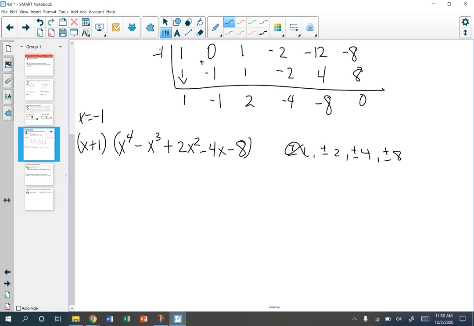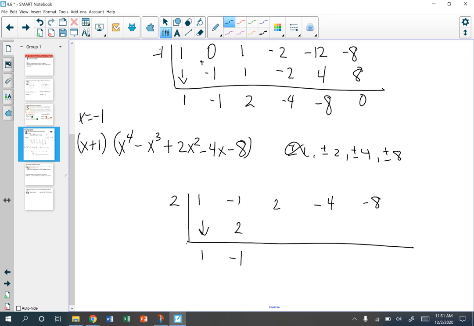So I'm going to move on to 2 and go ahead and try that. So my coefficients are 1, -1, 2, -4, and -8. I'm going to bring down my 1. 1 times 2 is 2. Oh, I'm sorry, that should be +1. 1 times 2 again is 2, gives me 4. 4 times 2 gives me 8. 4 times 2 again gives me 8. I get a remainder of 0.